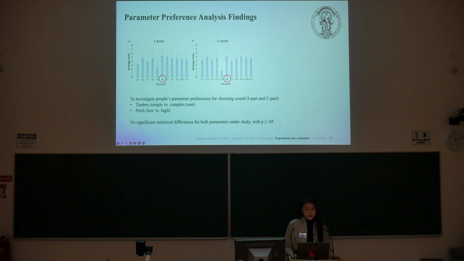So in this slide, I will talk about the result of the analysis on parameter preference. The bar shows the mean score for the 22 auditory notification sounds. And finally, we picked the I6 and C6 in our series game. And in addition to this, further t-test analysis was conducted in order to investigate people's preference for parameter selection. So the result shows there is no significant difference in timbre and pitch.